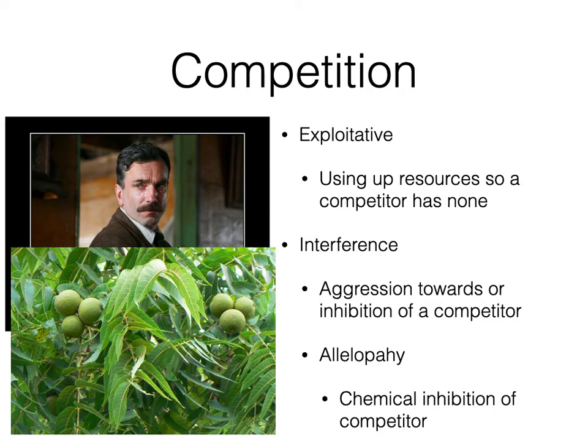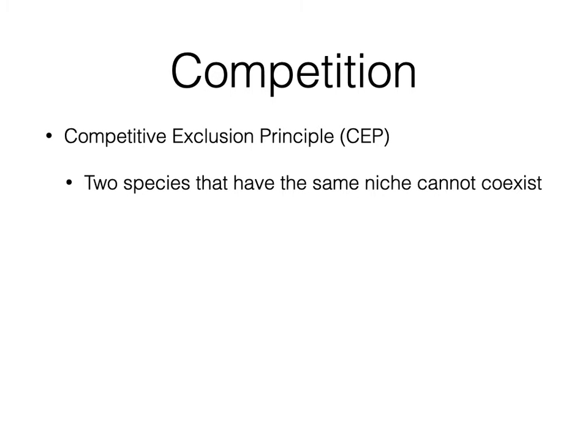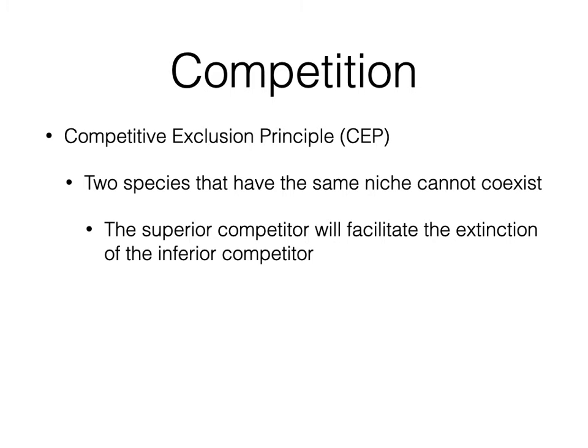An example of that is allelopathy, and it's direct or aggressive behavior towards a competitor to prevent them from accessing resources. So when we think about competition over time, there is a principle called the competitive exclusion principle, and it states that two species that have the same niche, the same habitat and the same role, cannot coexist forever, right? Eventually one competitor has an advantage, and that advantage will play out to the extinction of the competitor that doesn't have that same advantage.